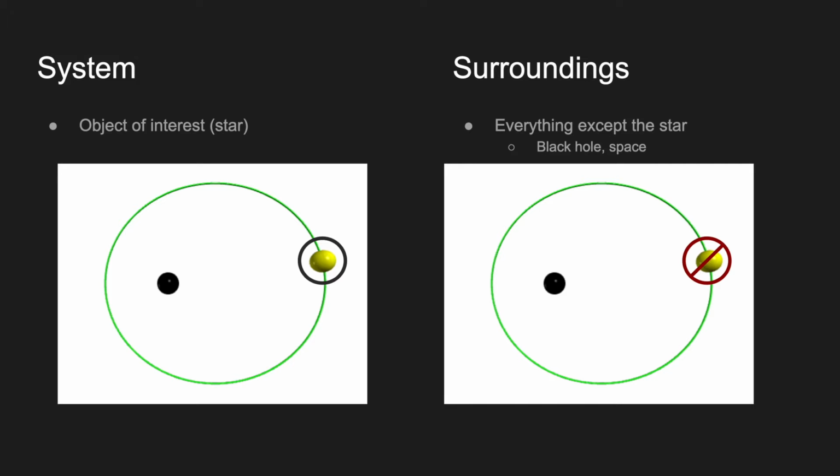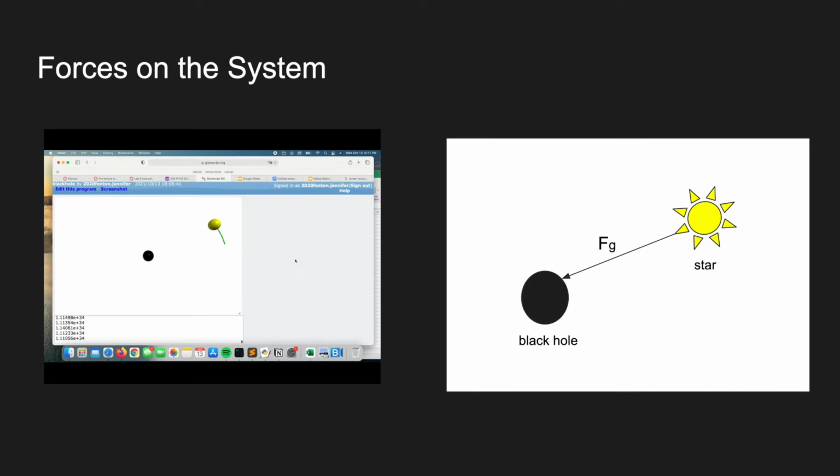We will start by defining the system, which is the star in orbit, since it is the object we are interested in observing over time. Therefore, everything else, including the black hole and the rest of space, are defined as the surroundings. Next, we need to discuss the causes of motion on the system. The star is orbiting the black hole like so.